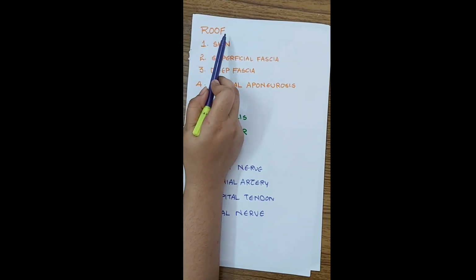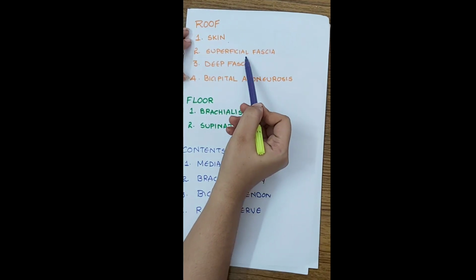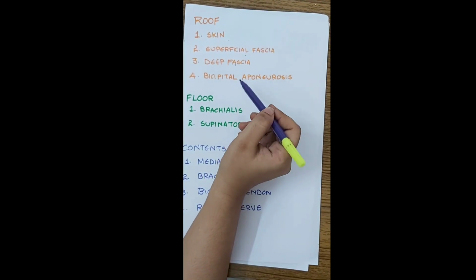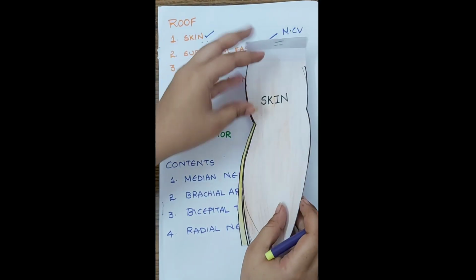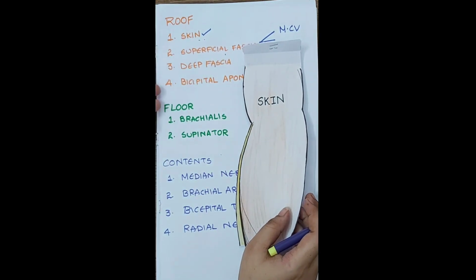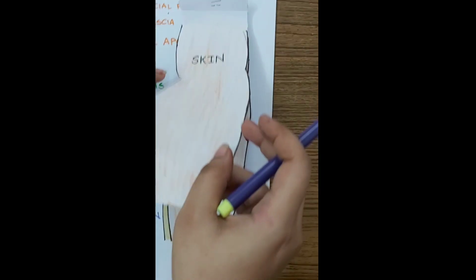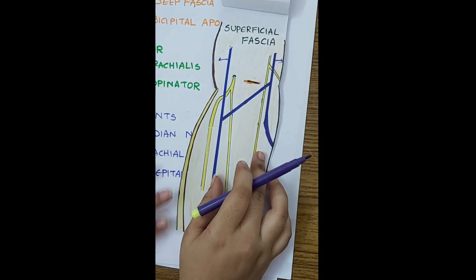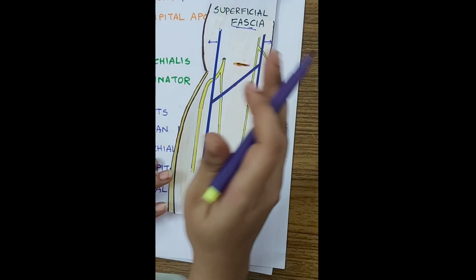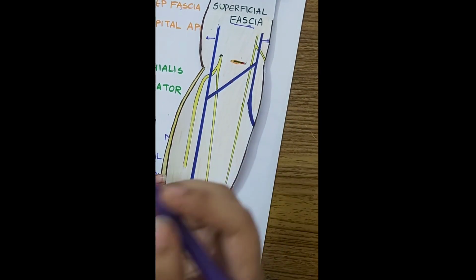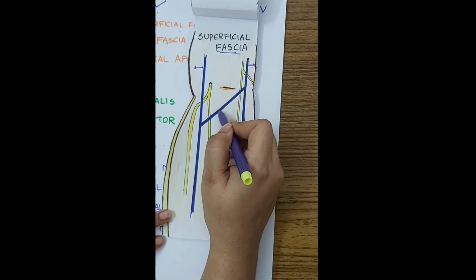Roof. In the roof we have four layers: skin, superficial fascia, deep fascia, and bicipital aponeurosis. Here is a small model. We just reflect these four layers of the roof. The first one is skin. After reflecting skin, we find a layer called superficial fascia. This superficial fascia is most important because it contains the most important vein, called the medial cubital vein.